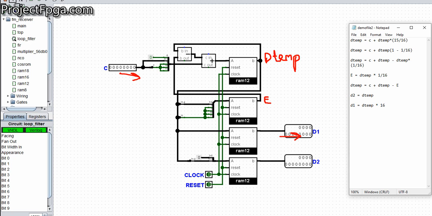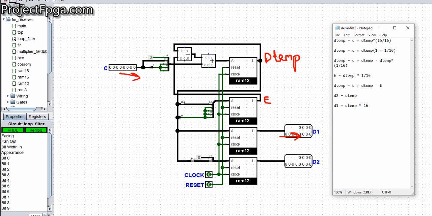Now this is the calculation for this loop filter. This is C, the input, and this is the D. Okay, I actually interchanged it. This should be D1, and this should be D2. So D1 is this D temp. I got temporary D at the end. The output here is D1. So let's see what it does.